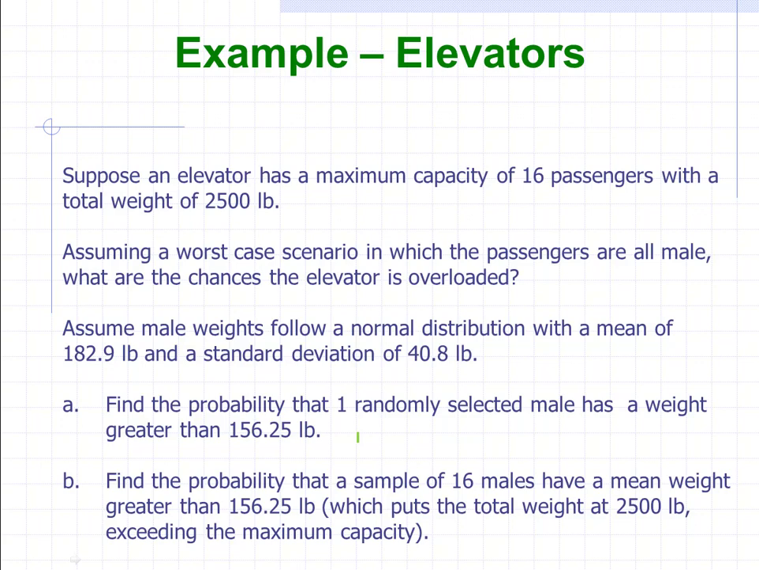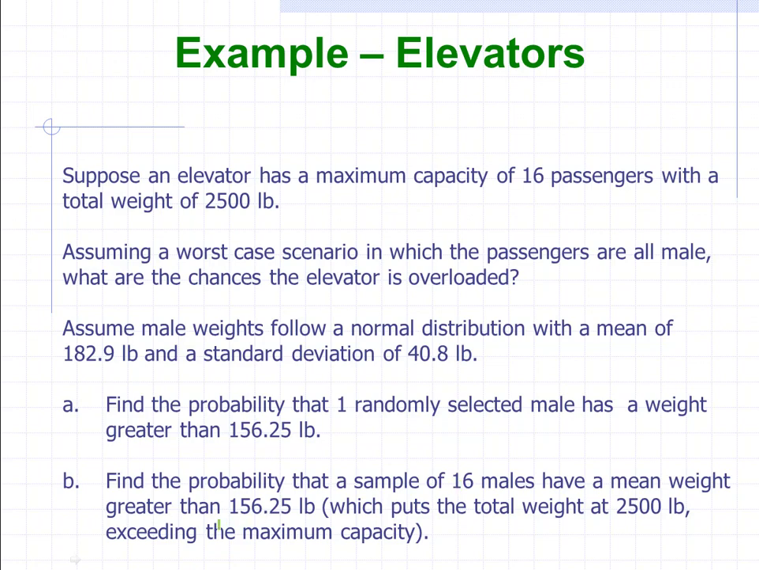Find the probability that one randomly selected male has a weight of greater than 156.25. Let's back up just half a step. If we take our 2,500 pound weight limit divided by 16, we get 156.25 pounds. And then for part B, we're going to look at what happens with a sample of 16 men.